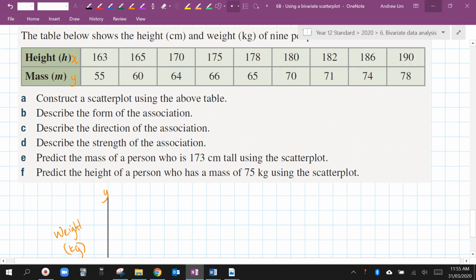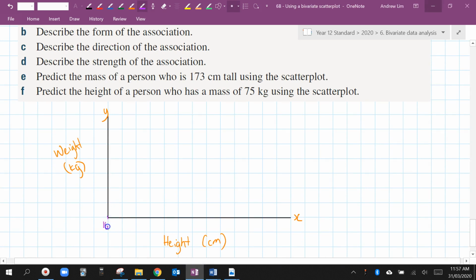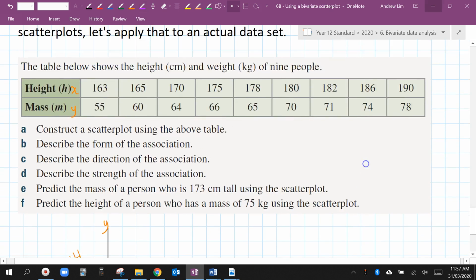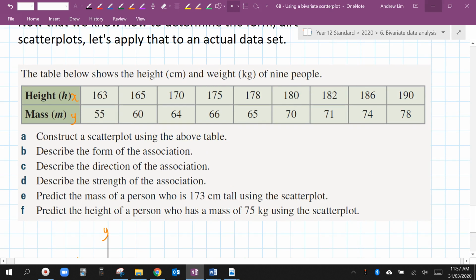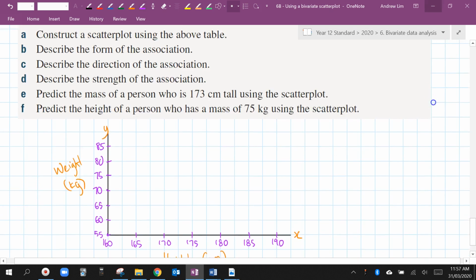Our height goes from 163 to 190. So I might start at 160 and go up by 5s: 160, 165, 170, 175, 180, 185, and 190. And our mass goes from 55 to 78. So I might start at 55, go up to 80, and go up by 5s. So 55, 60, 65, 70, 75, 80, 85. Alright, so now we've got everything we need.